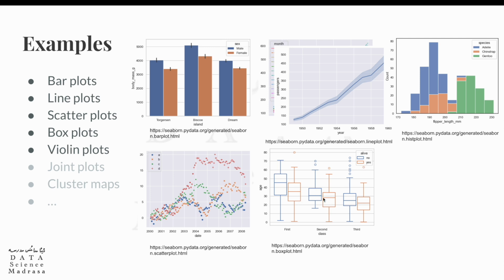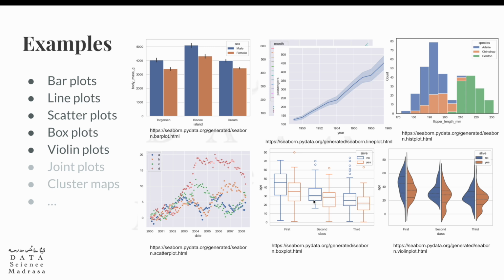So those who made out alive were a lot younger than those who, or at least somewhat younger than those who didn't, in all three classes. The same thing can be viewed in a violin plot.